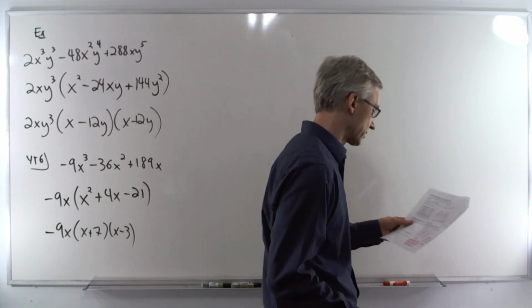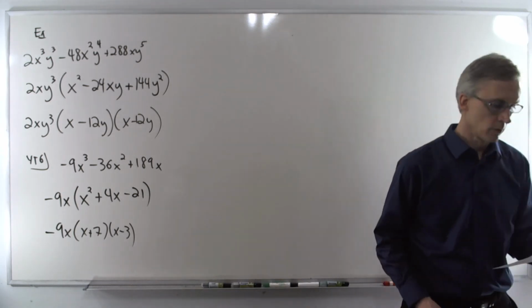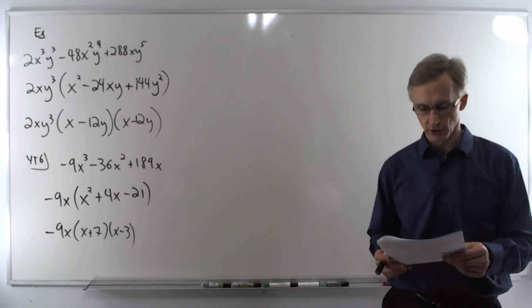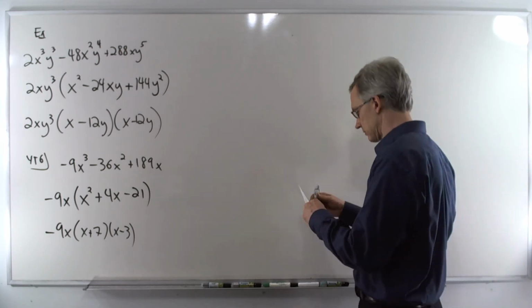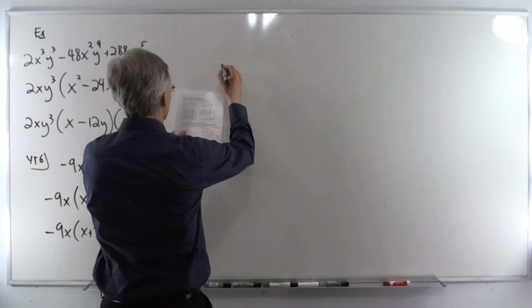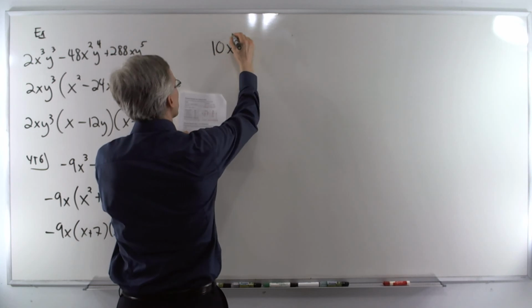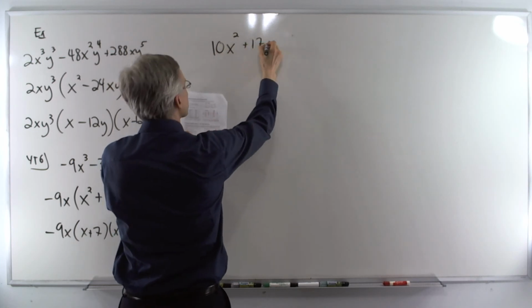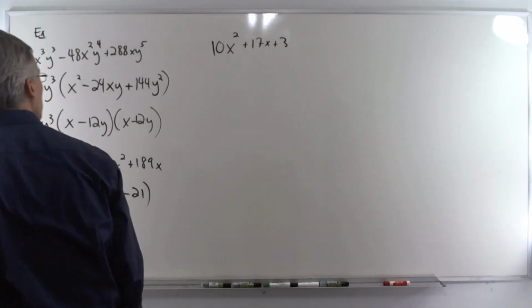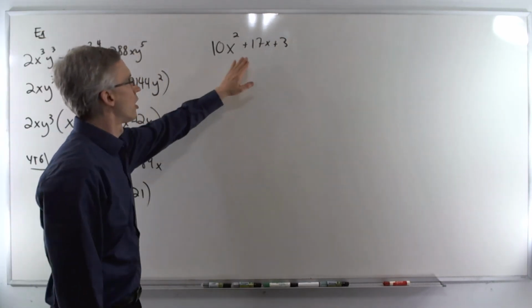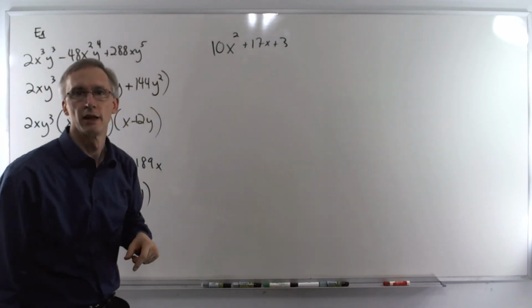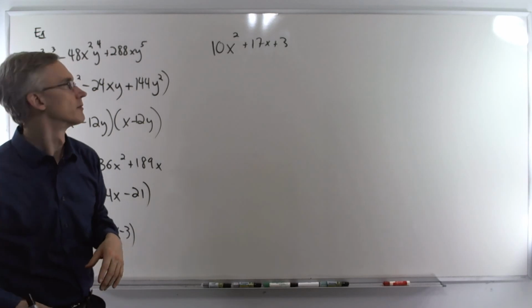Now, as we'll see in the next section, factoring trinomials if a does not equal 1 can be fairly tricky. That's where we have a coefficient on the x squared term that is not 1. So let's take a look at one of those, 10x squared plus 17x plus 3. When the numbers are small, especially if we have prime numbers and all positive, we can factor these by trial and error.